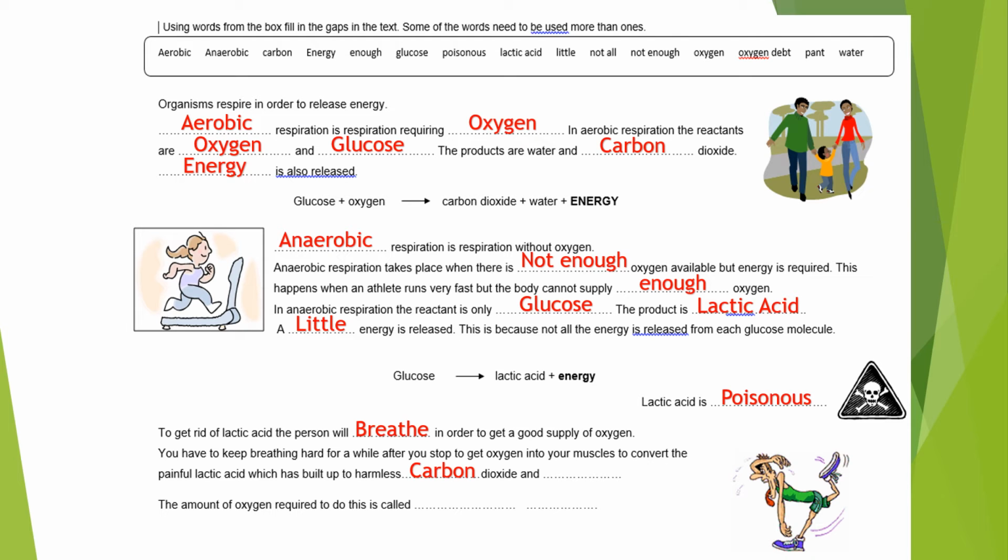Okay, to get a supply of oxygen, you have to keep breathing hard for a while, and after you stop, the oxygen goes into your muscles to convert painful lactic acid, which is built up, into harmless carbon dioxide and water. The amount of oxygen required to do this is called the oxygen debt. Okay, give yourself a grade for that, please. Work out how many you've got correct.